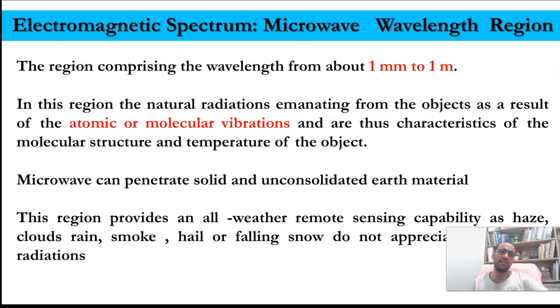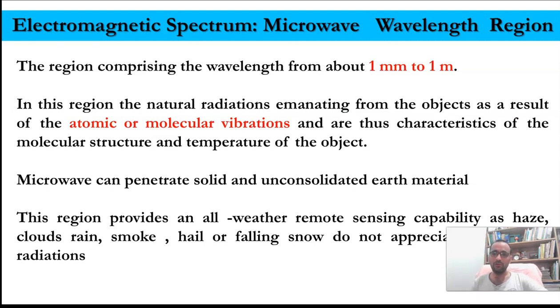Okay, then the electromagnetic spectrum, specifically the microwave wavelength region. Microwave wavelength lies between 1 mm to 1 meter. So you can see this is a very large wavelength, and definitely the frequency is very low.